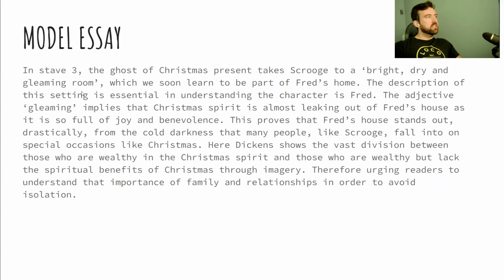Okay, in Stave 3, The Ghost of Christmas Present takes Scrooge to a bright, dry and gleaming room, which we soon learn to be part of Fred's home. The description of this setting is essential in understanding the character of Fred. The adjective gleaming implies that Christmas spirit is almost leaking out of Fred's house, as it is so full of joy and benevolence. This proves that Fred's house stands out drastically from the cold darkness that many people like Scrooge fall into on special occasions like Christmas.